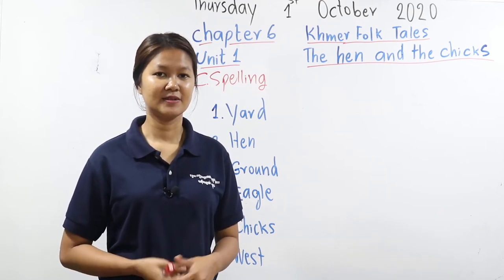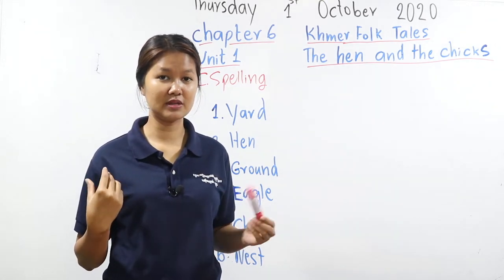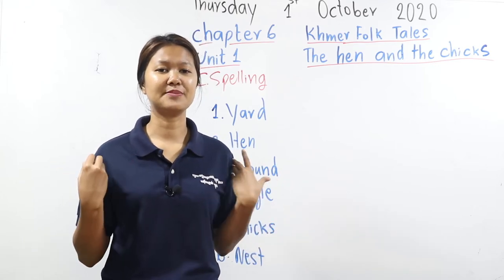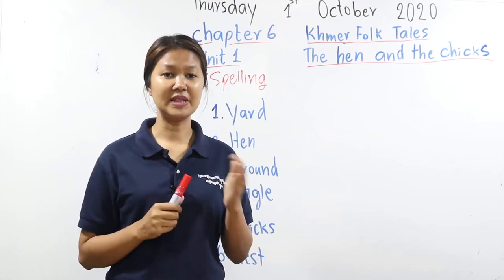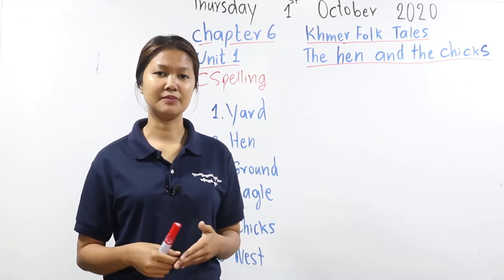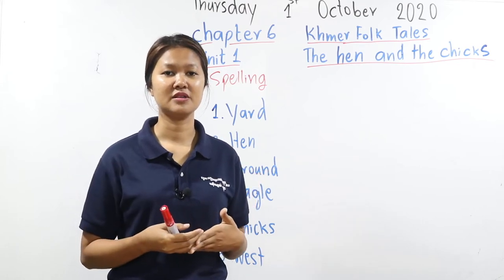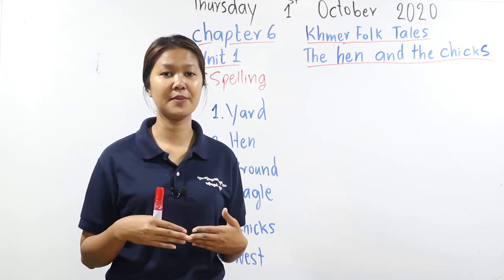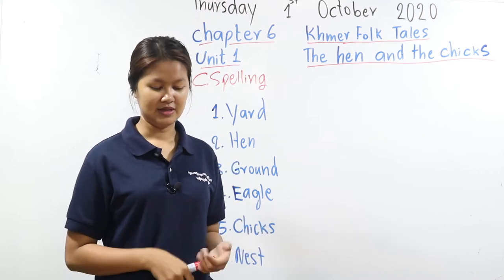For example, if you want me to spell my name, you can say, please spell your name, okay? So I will say my name first, then I will spell it. For example, my name is Miriam. So Miriam, spell. M-I-R-I-A-M, Miriam. Okay, all right.